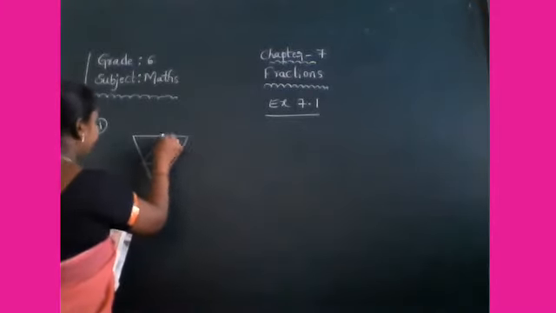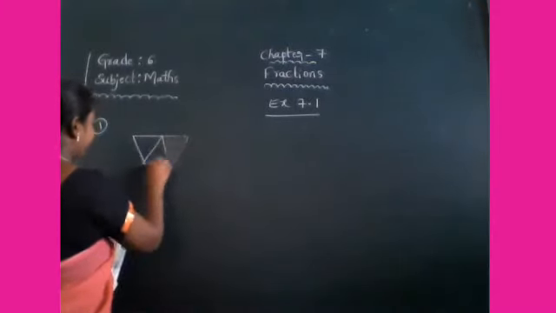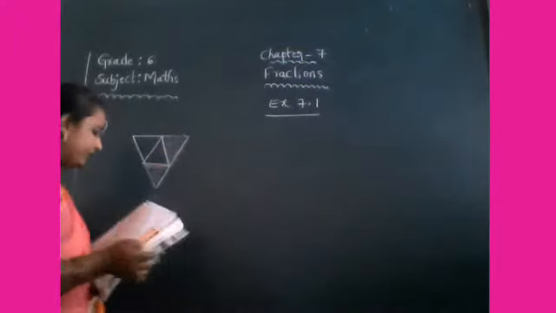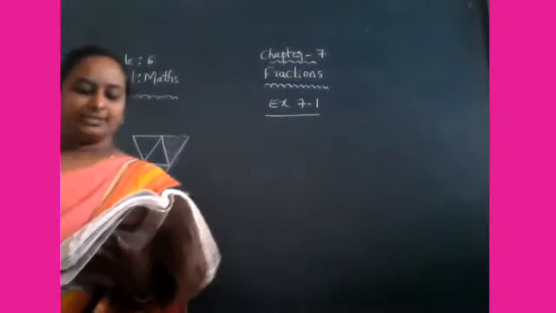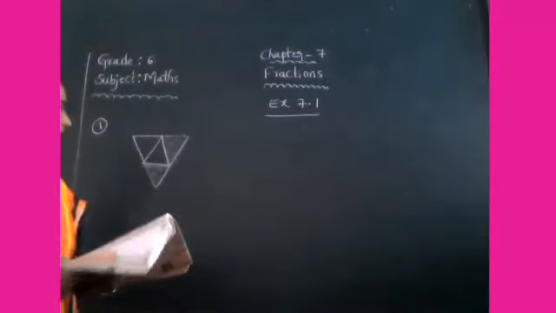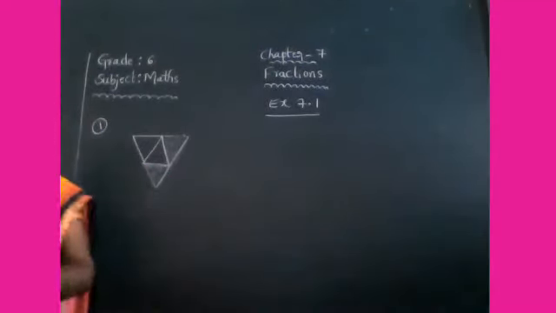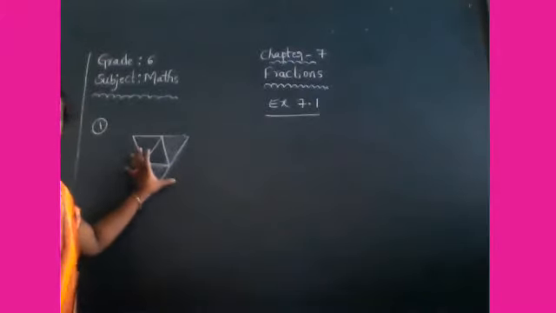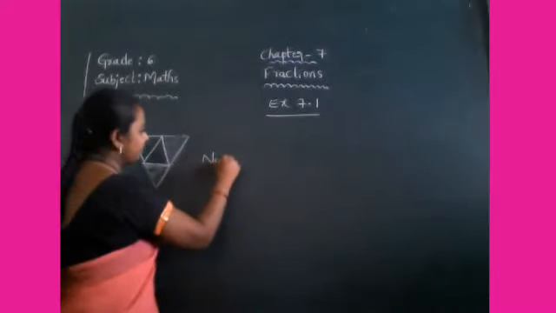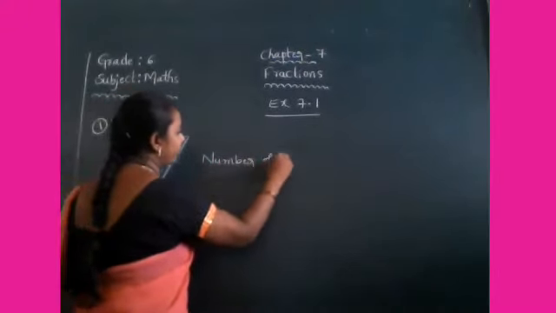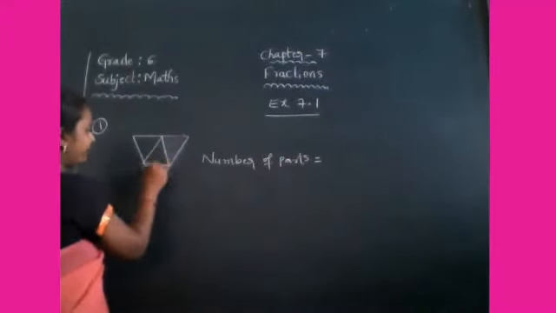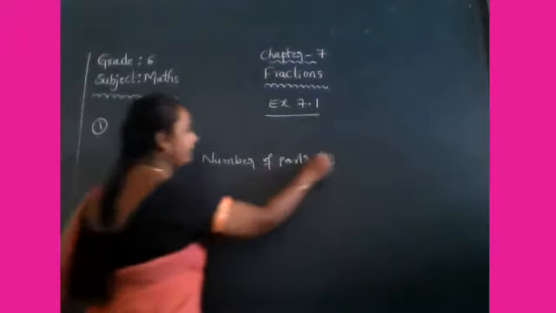So here, how many parts are shaded? 2 parts are shaded. Write the fraction representing the shaded portion. First of all we have to know how many parts are here, the total number of parts in the figure. So the number of parts is 1, 2, 3, 4. Total parts here are 4.